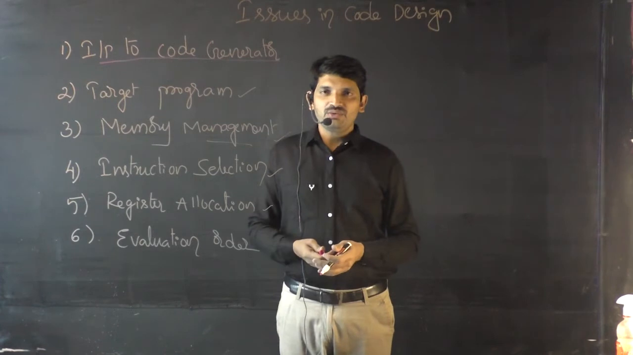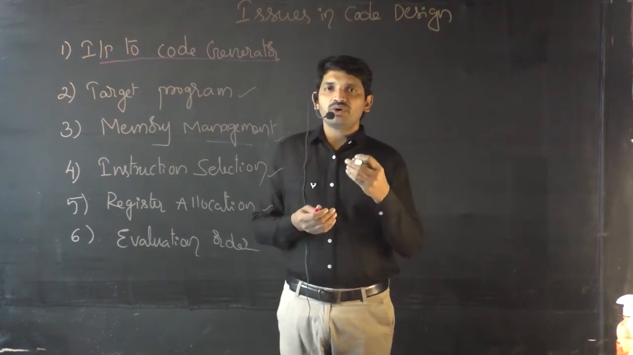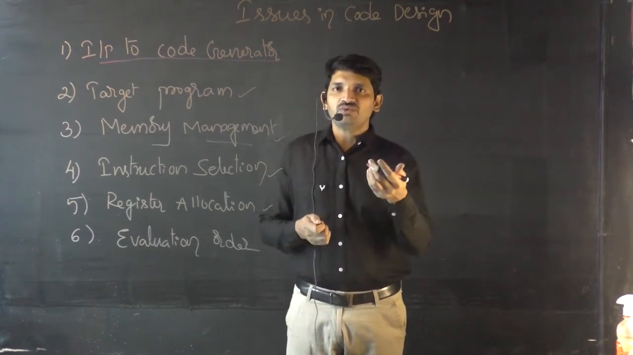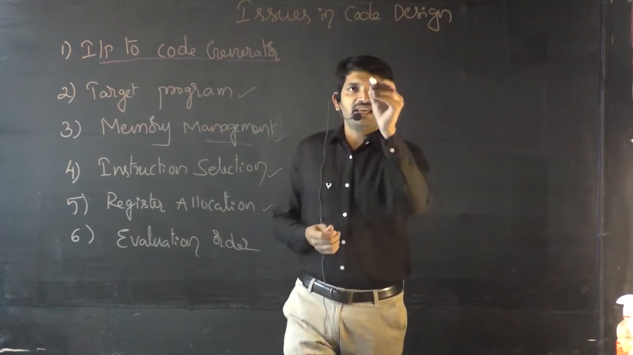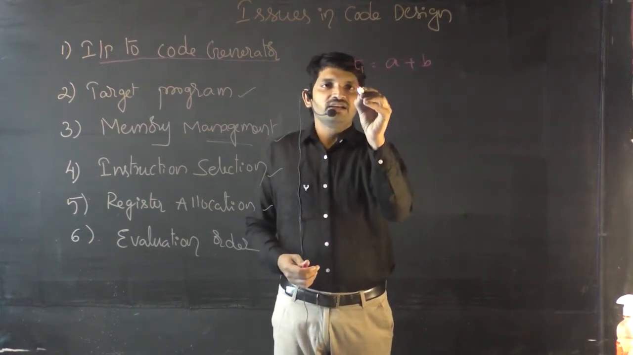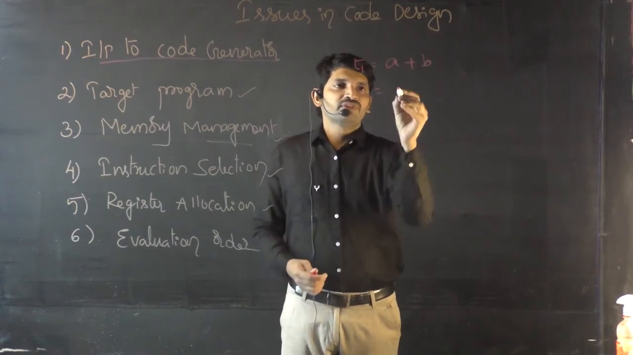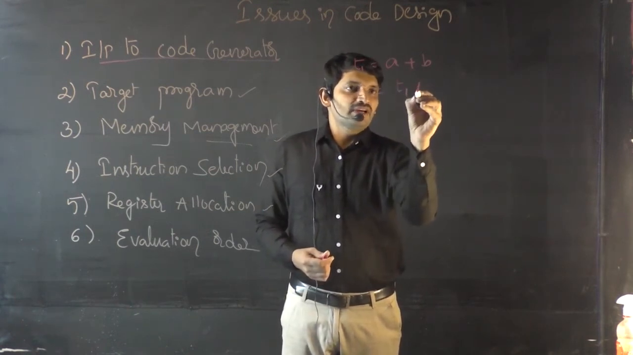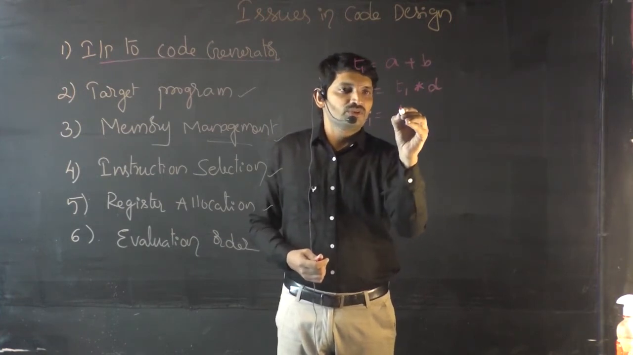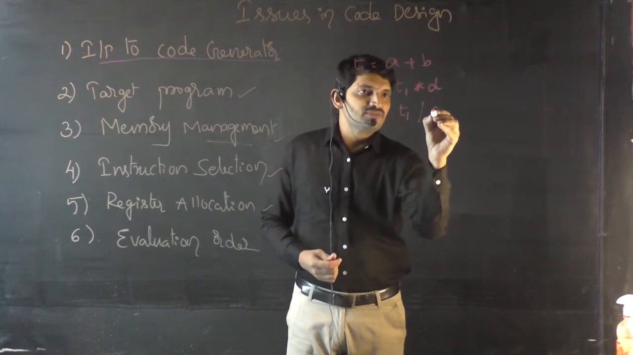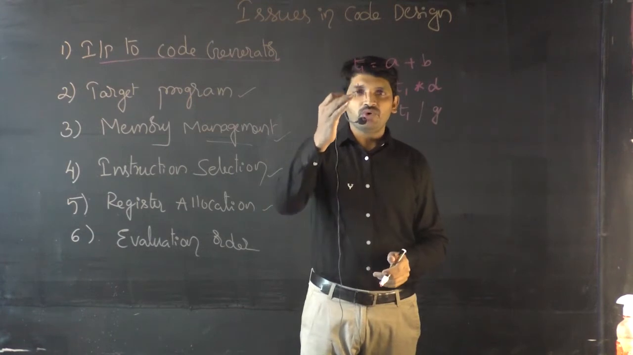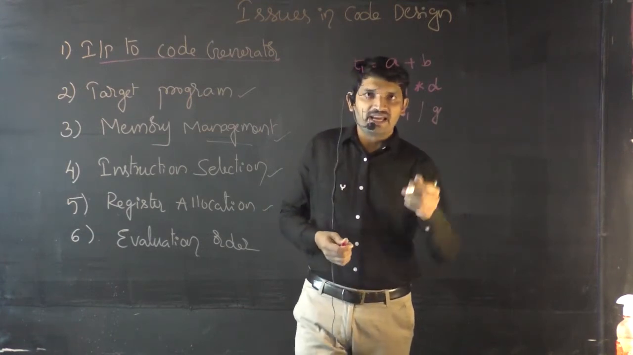In register allocation, we have to find in which way we are going to reduce the usage of registers and the efficient way to use the registers. Let us take an example: T1 equal to A plus B, T1 equal to T1 cross D, and T1 equal to T1 by G. Let us say this is my 3 address code. Now I am going to perform the register level operations.